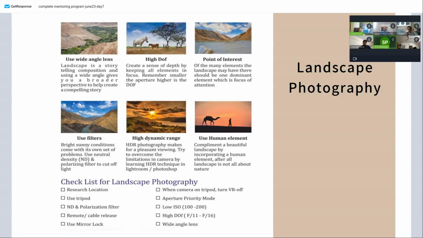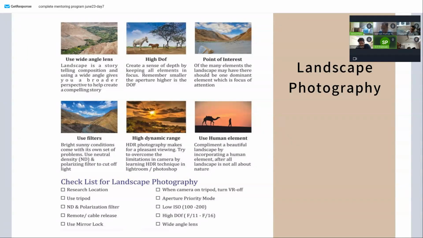Focal length. High depth of field. High depth of field means bigger f number. So what is the f number you will be using for landscape? More than 8. F8 to F16, F18. This is the ideal range. F8 to F16 or 18.